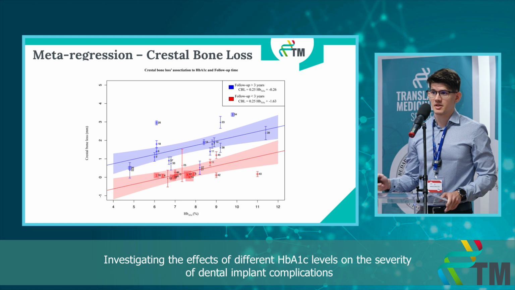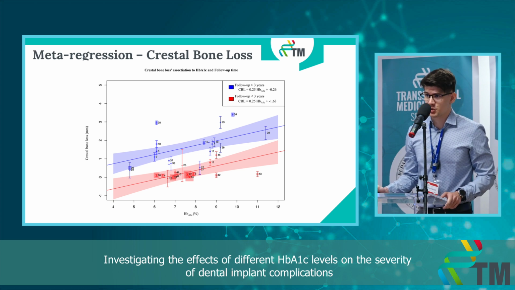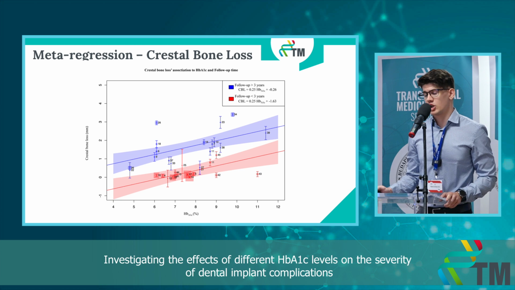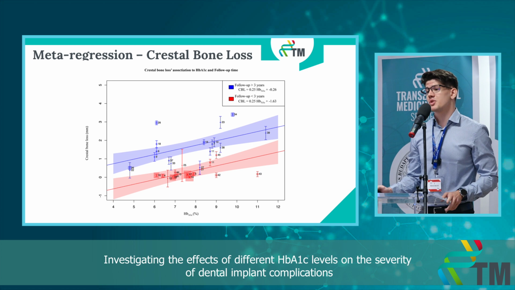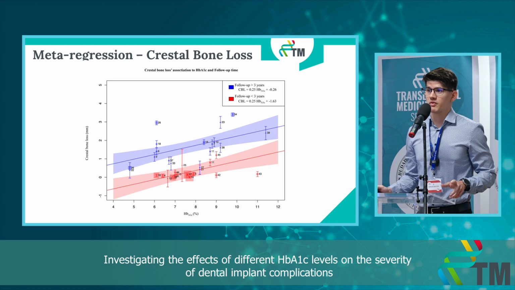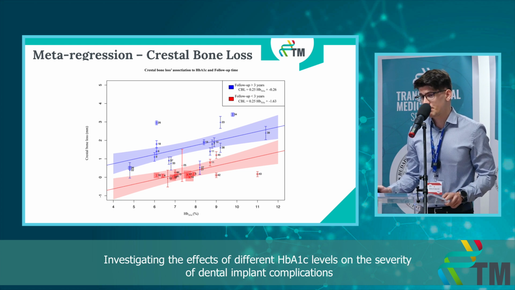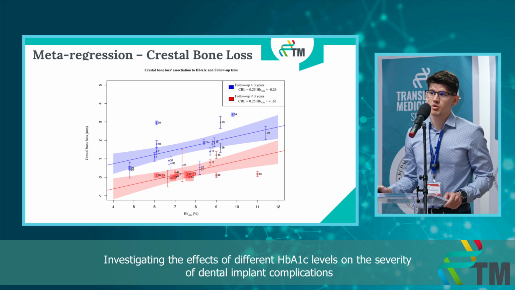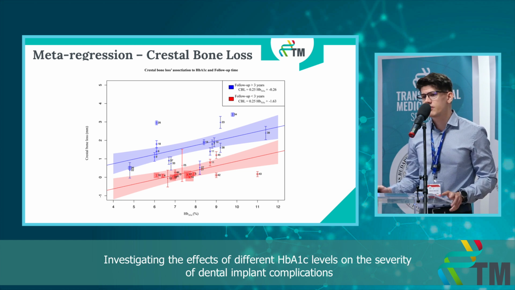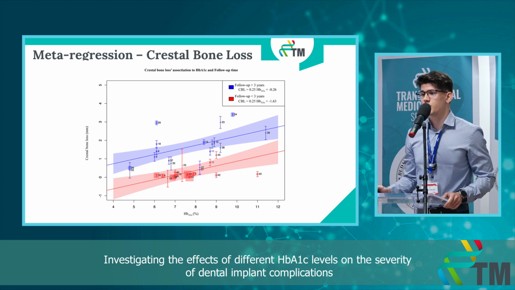Moreover, we investigated this association with a meta-regression as well. We used the individual average HbA1c levels as compared to the crestal bone losses, and we also differentiated between the follow-up times. We dichotomized the follow-up periods, differentiating between below and above 3 years of follow-up. We found a statistically significant correlation between the values. We can say that each percentage increase in HbA1c level provided around 0.25 millimeters higher crestal bone loss values. And we can say that 22% of the mean differences could be explained by the HbA1c value differences.